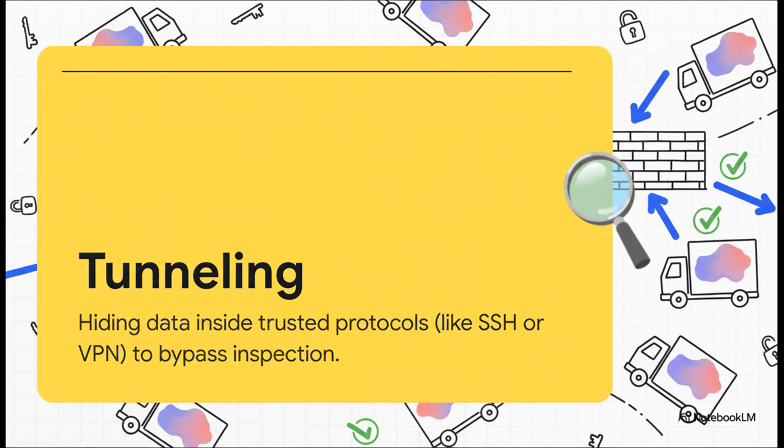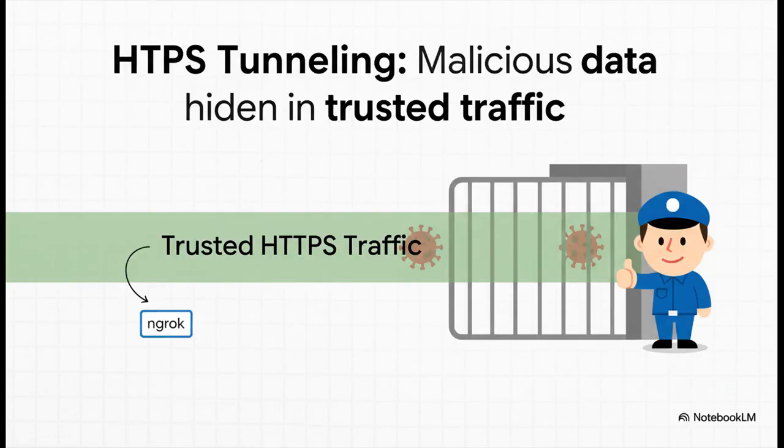The firewall sees the truck. It's a protocol it knows and trusts, so it just waves it on through, totally oblivious to the malicious cargo hidden inside. A perfect example of this is HTTPS tunneling. Think about it. Every company has to allow web traffic, right? So firewalls are built to trust it. Attackers know this, and they use tools like ngrok to wrap up their malicious data inside this perfectly normal, trusted HTTPS traffic. To the firewall, it's completely invisible.